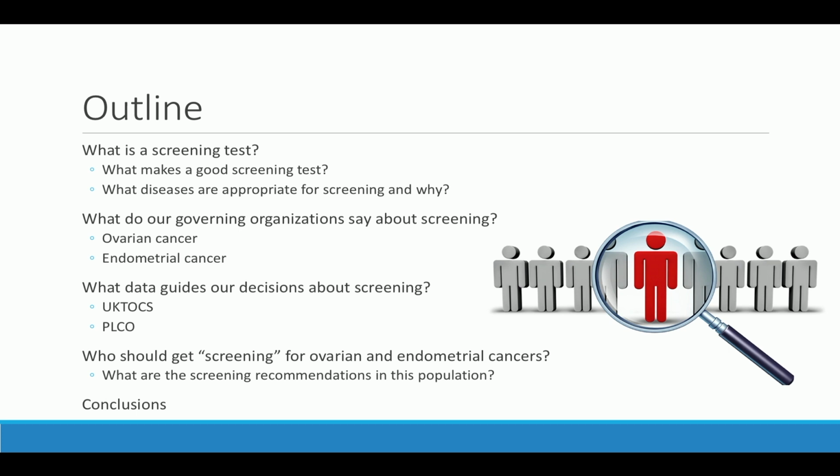Okay, so here's a little bit about how we're going to break down today. First, we're going to go over what is a screening test, what does that actually mean, and what diseases are appropriate for screening and what aren't. We're going to go over what our governing organizations say about screening for ovarian cancer and endometrial cancer. We'll talk a little bit about the data that guides those recommendations, and then we'll talk about who might actually be appropriate for screening for this and try and draw some conclusions.